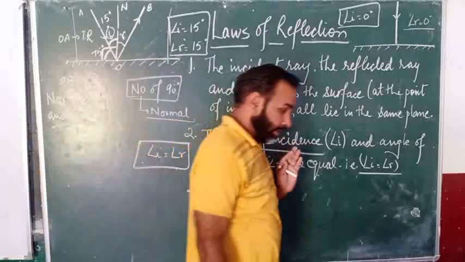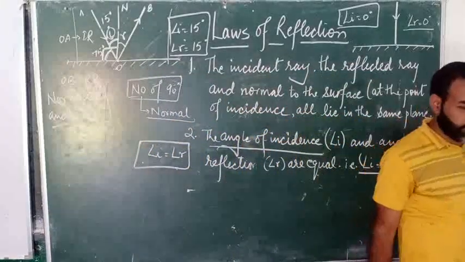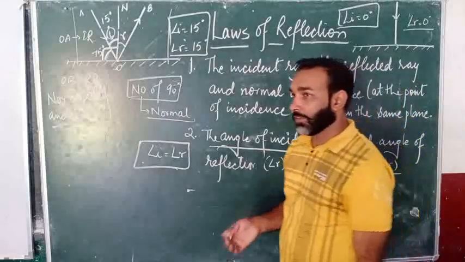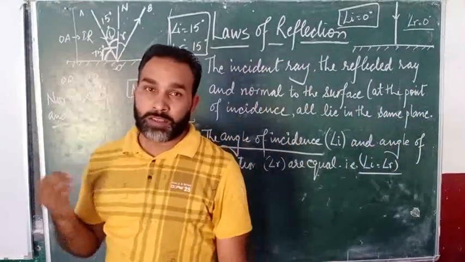So this is a very important point. वो बच्चे बहुत ज्यादा गलती करते हैं कि if a ray of light is incident normally to the surface, what will be the angle of reflection? Angle of reflection will be 0 degree.